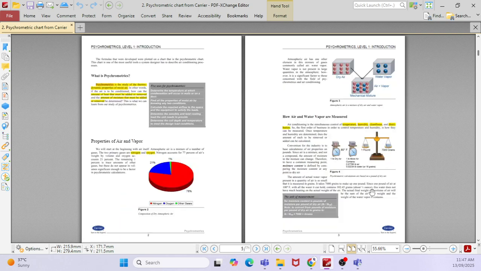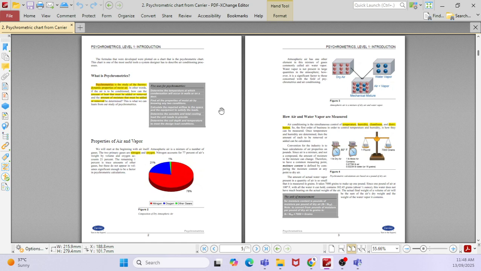Here also you can understand what psychometrics is. Psychometrics is the study of thermodynamic properties of moist air. Basically, whatever we are studying is about the amount of heat to be added or removed. Say for example, you are in India and the temperature is 40 degrees Celsius. There you have to cool the air, right?